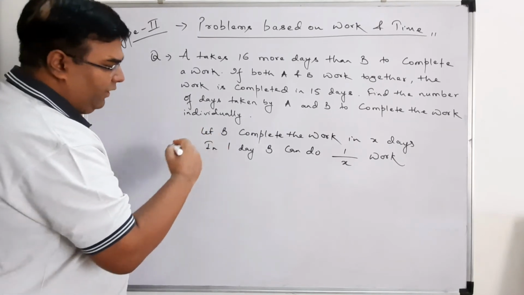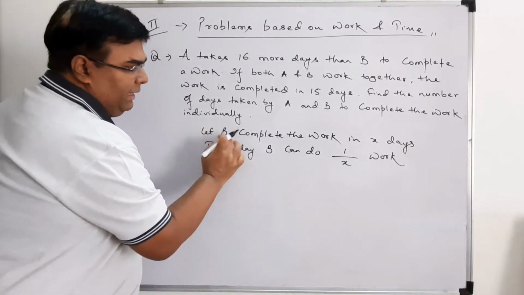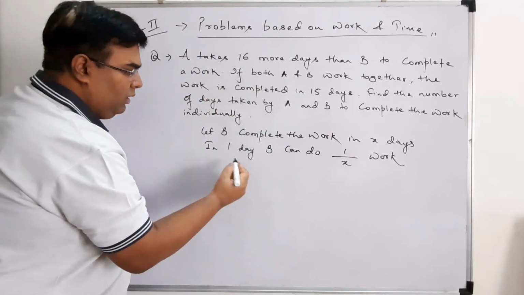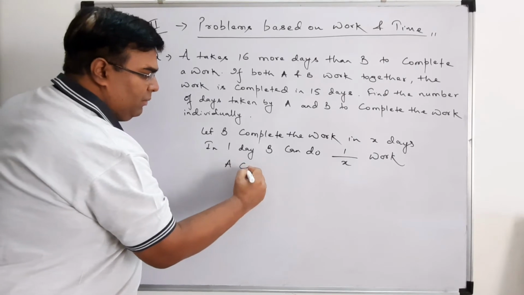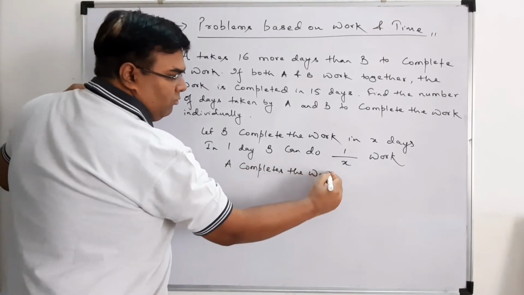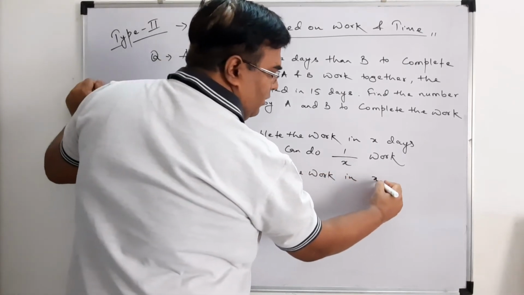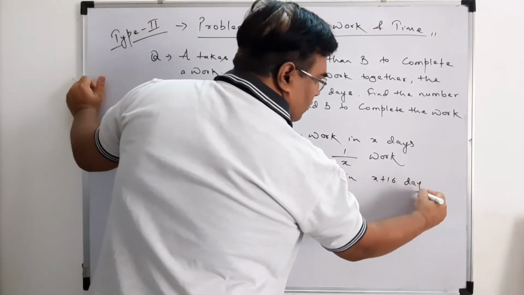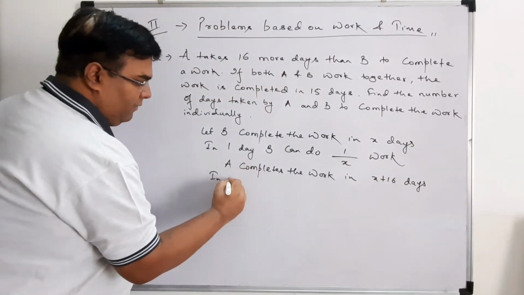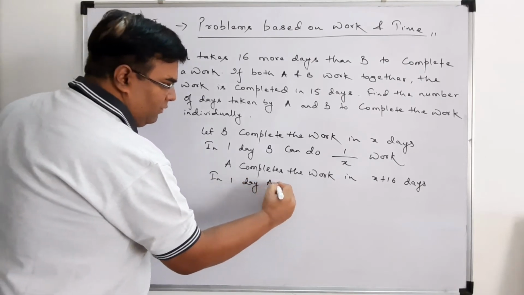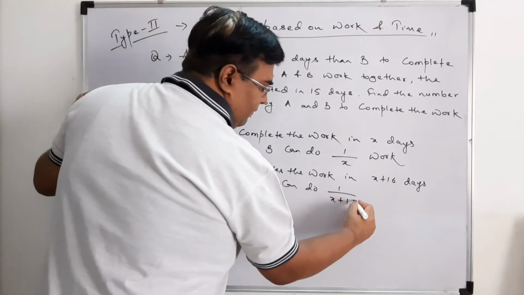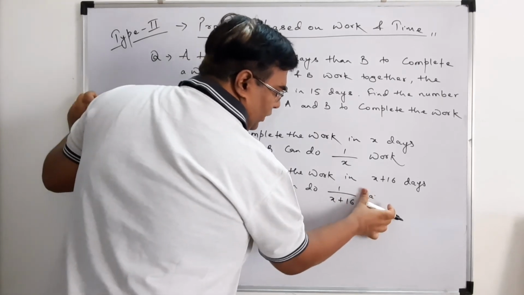Similarly, we need to find for A also. Since B can complete the work in X days and the question says A takes 16 more days, so A completes the work in X plus 16 days. Right? So again, in one day A can do 1 by X plus 16.